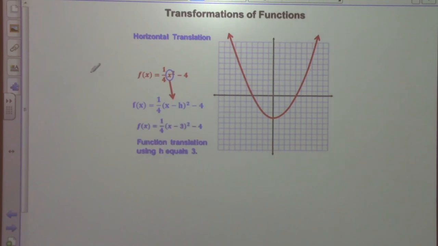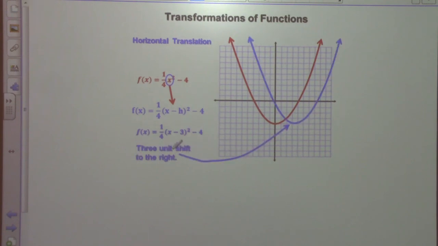Now, we're going to have you make a prediction. If we go ahead and let h equal 3, so that we replace h with 3 and have 1/4 of this x minus 3, which way do you think this curve is going to shift? To the left, 3 units? Okay, let's take a look at what happens. Well, actually, minus 3 shifts the curve to the right 3 units.